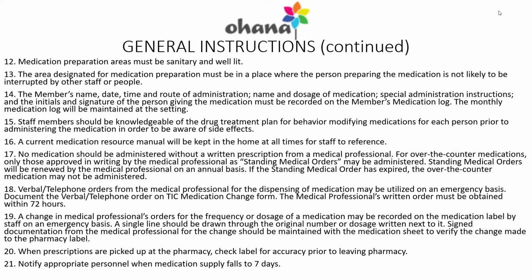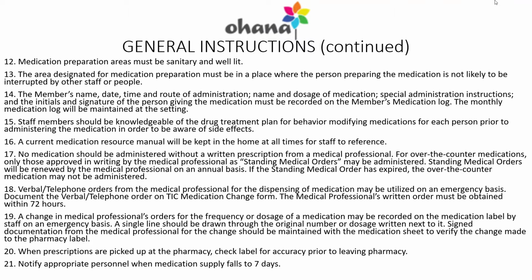Lastly, we need to make sure that we're notifying appropriate personnel when medication supply falls to 7 days. This is a really crucial point that I want to emphasize. When medication supplies fall to 7 days, we do count medications on a weekly basis, but the job does get busy and sometimes people just need reminders. So the house manager will go over with you who the designated person is for your home. If you are giving medications and you notice the supply falls to 7 days, you need to notify that person. That way we can have medications in place for the people we care for, and then we don't disrupt any of their medication routines.